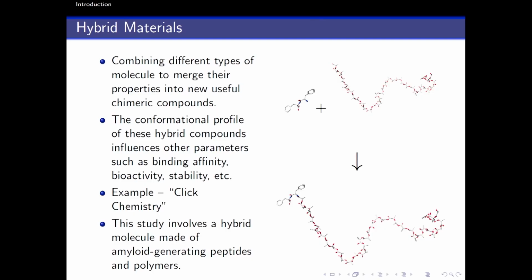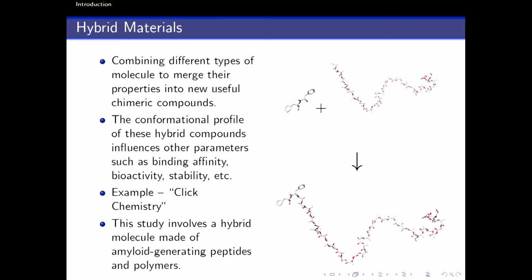A well-known example of a hybrid material would be click chemistry, which is an area that's been very popular in the last few years. It's what happens if you take some scaffold molecule and you plant on it several other molecules. What you get is a new molecule that has the properties of all of these planted molecules and then some more. So you can do a lot of nice things with it.